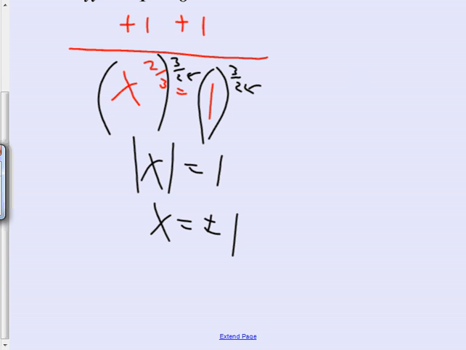Okay, good. That's a really common mistake, and again, I'm trying to keep on pounding you with it over and over again so that hopefully you won't make that mistake on tests. Yes?